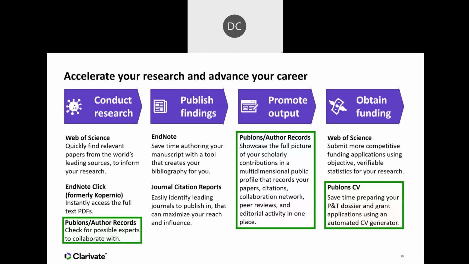If you are a researcher conducting research, you would use those records to find potential collaborators. And if you are looking to promote your publications, promote yourself, showcasing your author records in Publons will showcase the full picture of your scholarly contributions. This would incorporate things like your number of papers, citations, collaboration network, peer reviews, and editorial activities all in one place. And if ultimately you want to obtain funding, together with the citation information on Web of Science, you are able to also export a Publons CV to save time on building your dossier to be included into your grant applications.